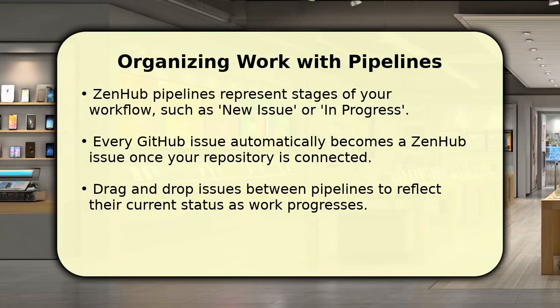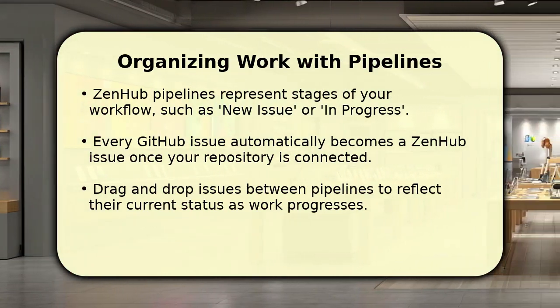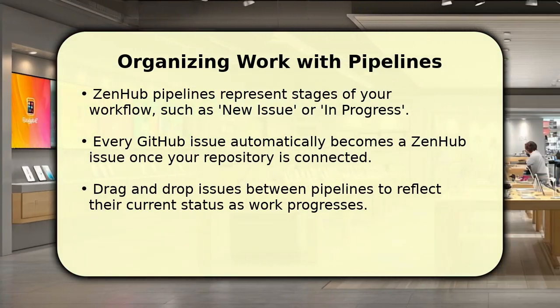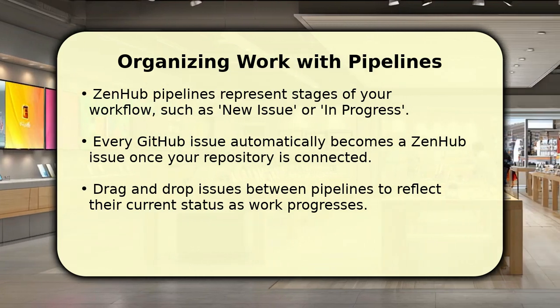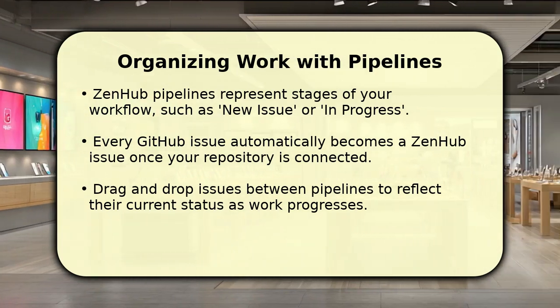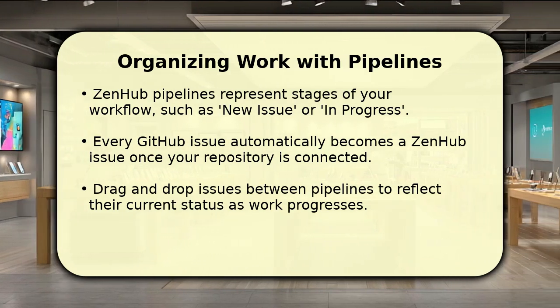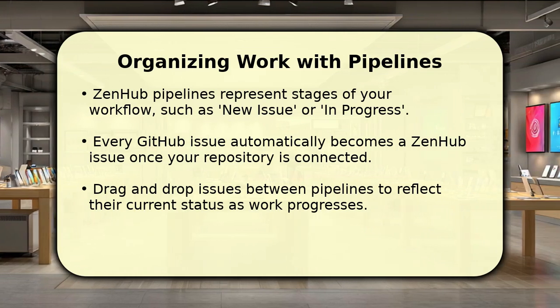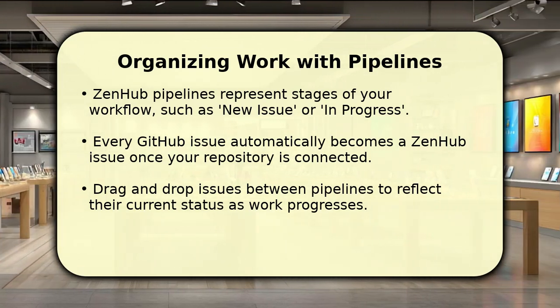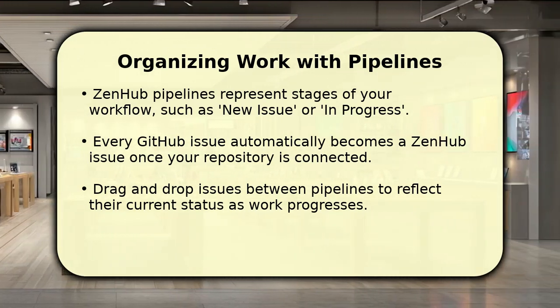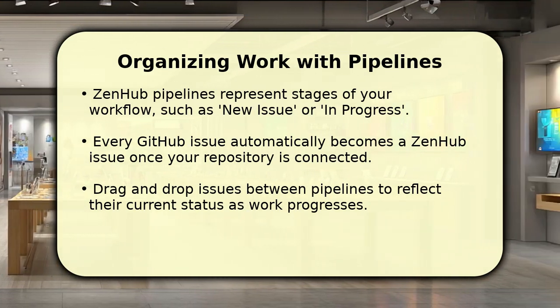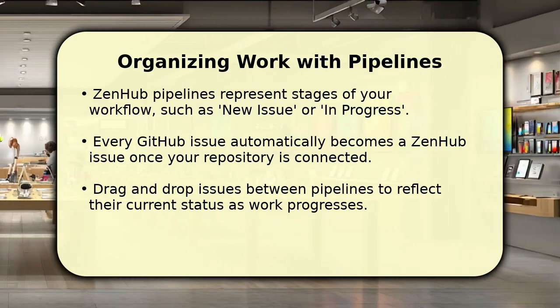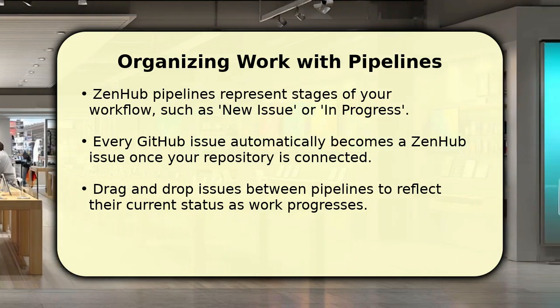Pipelines are the core of your ZenHub board, visualizing your workflow stages from start to finish. Issues, which are essentially enhanced GitHub issues, represent individual tasks or bugs. You can easily drag and drop these issues between pipelines like backlog, in progress, and done to update their status. This visual method provides an instant overview of your project's flow, helping teams quickly identify bottlenecks and manage priorities.